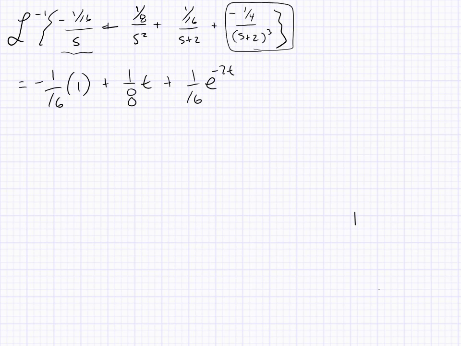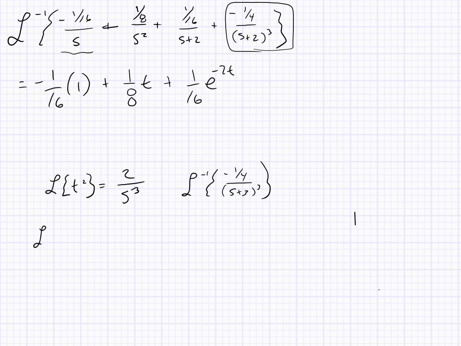Okay? Again, remember, we're going to do the translation theorem. If we know that the Laplace transform of t squared is 2 over s cubed, and I'm trying to do the inverse Laplace transform of negative 1/4 over s plus 3 cubed, we're going to look at another Laplace transform, and that would be the Laplace transform of e to the negative 3t times t squared. Using the translation theorem, that should give me 2 over s plus 3 cubed. So we're getting closer here.